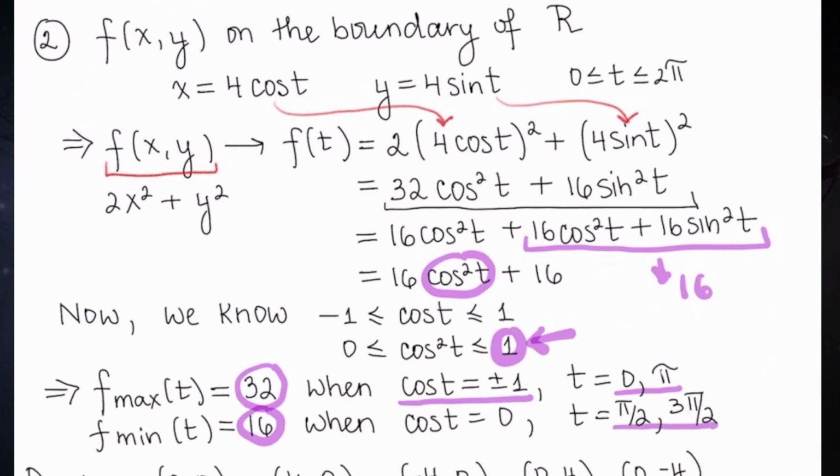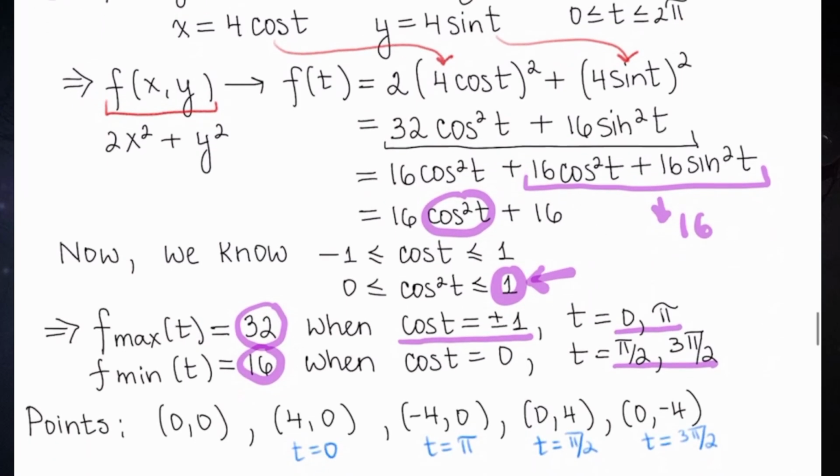Okay, so now we can list our points, and here they are. We have 0, 0, that's from the first step, and then you just evaluate our substitution, right? So back substitution. Okay, if t is equal to 0, what are the points? Then the point is 4, 0. If t is equal to pi, that's -4, 0. And then for pi over 2, we get 0, 4. And for 3 pi over 2, we get 0, -4.